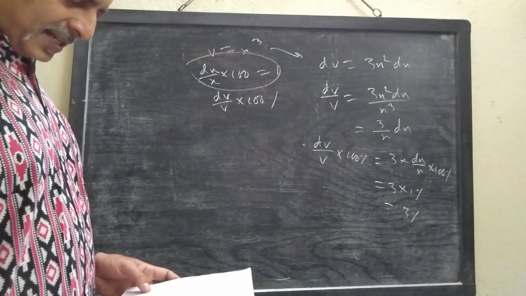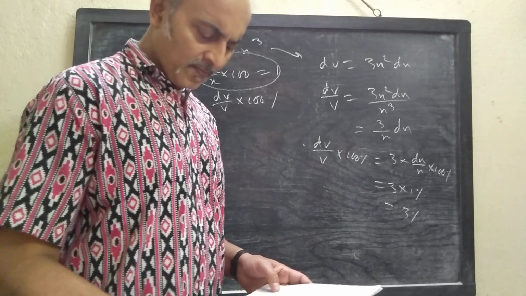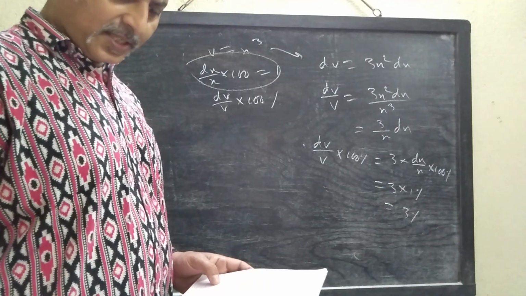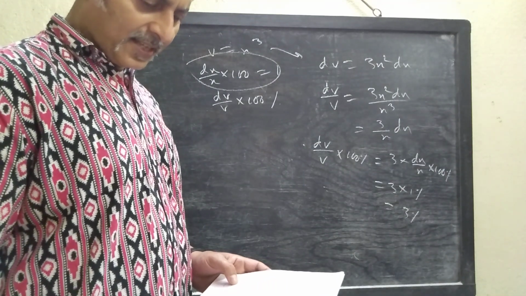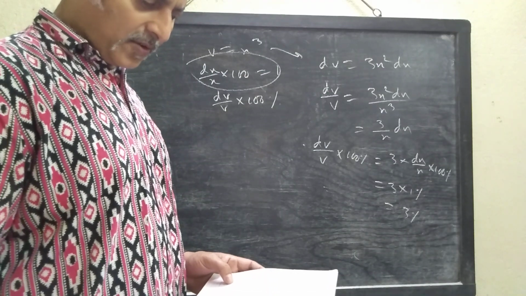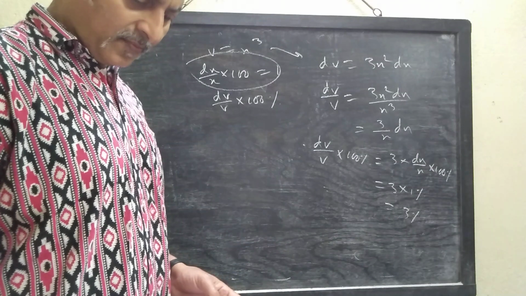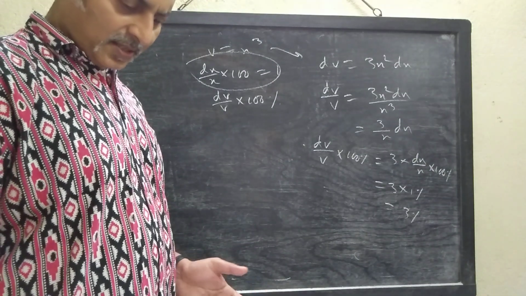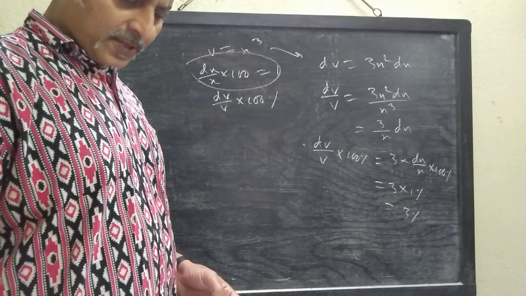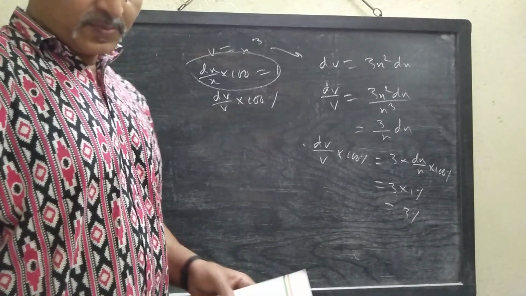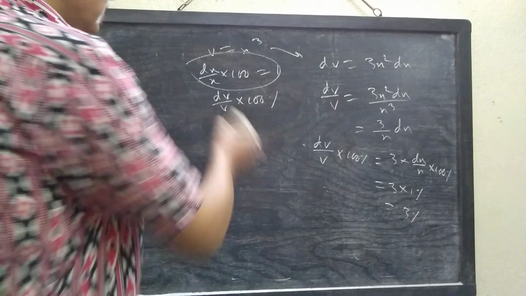Now let us go to the next question. Here, the time T of a complete oscillation of a simple pendulum of length L is given by the equation T equals 2 pi root over L by g. You all know this equation, where g is the gravitational constant. What is the percentage error in T when the error in measuring L is 1%?